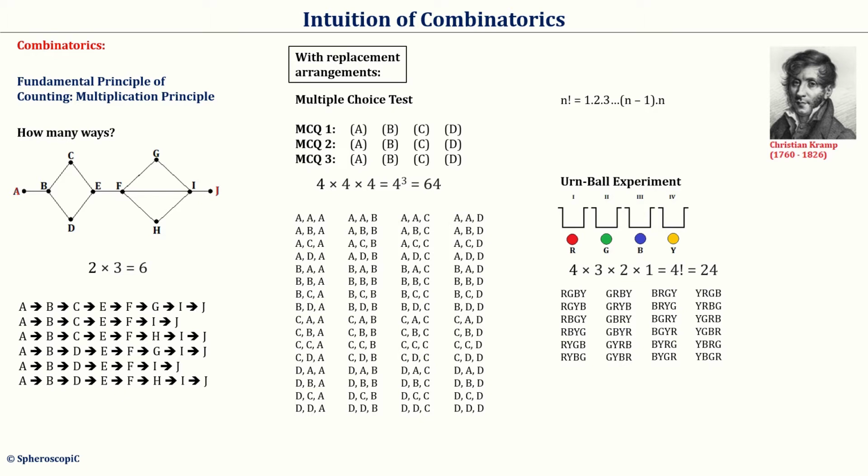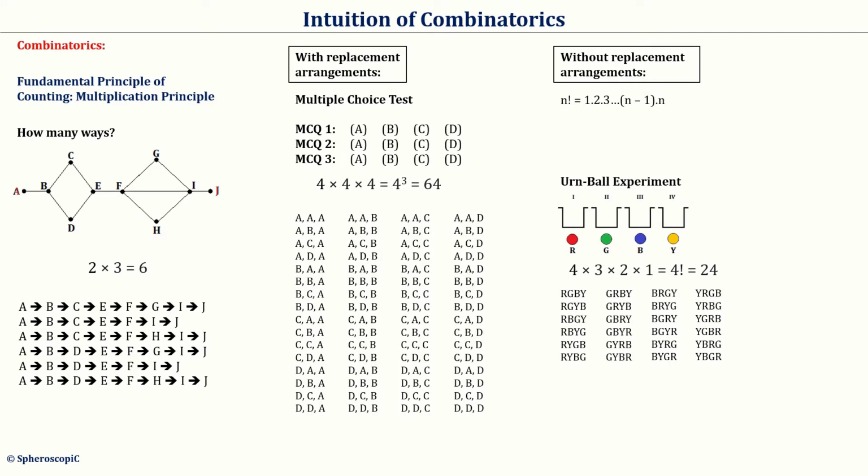Notice that in each of these possible arrangements, no object, that is, no color, is repeated. Neither in this arrangement is any color repeated, nor in this arrangement. Nowhere can we see repetition of any color. That's why these arrangements are referred to as without repetition or without replacement arrangements.